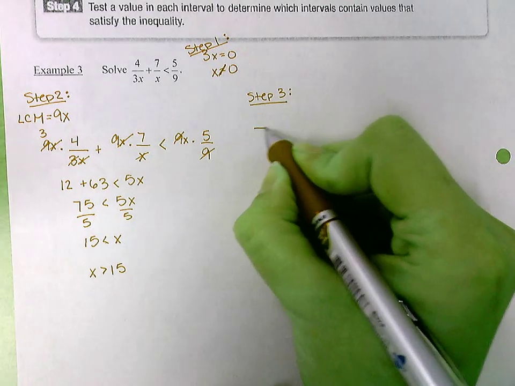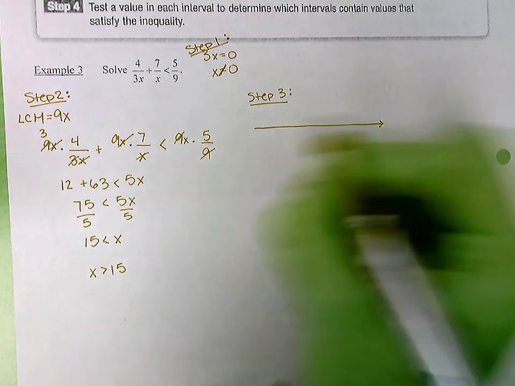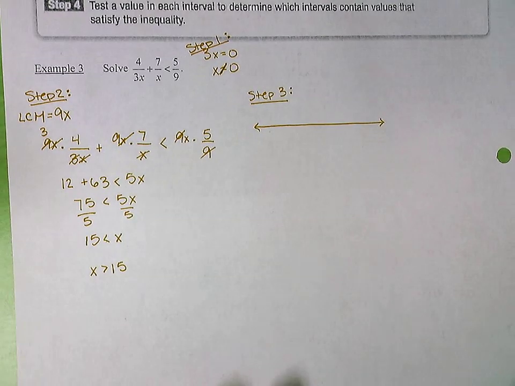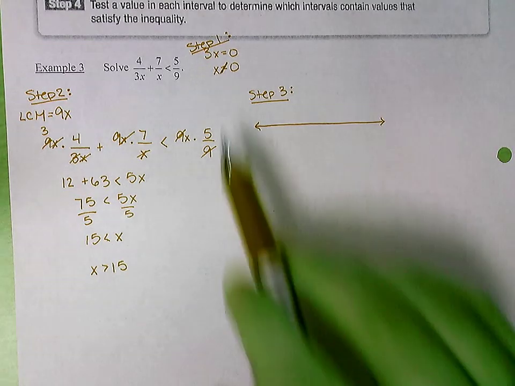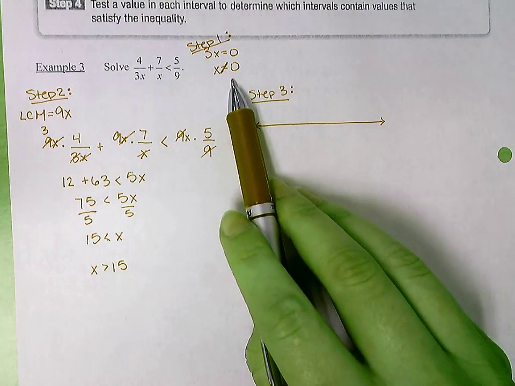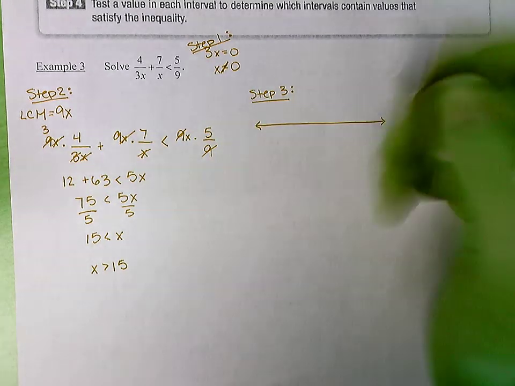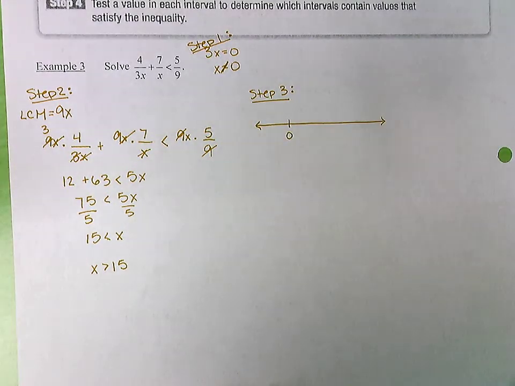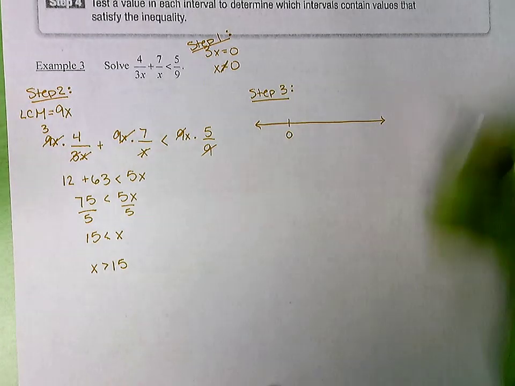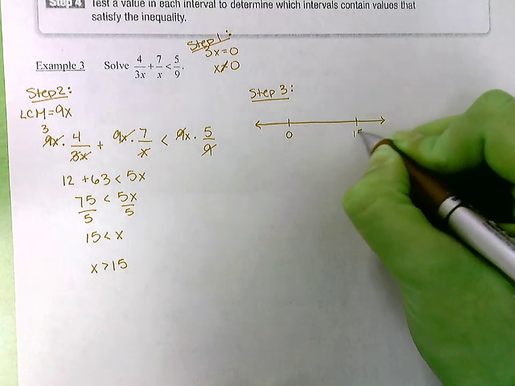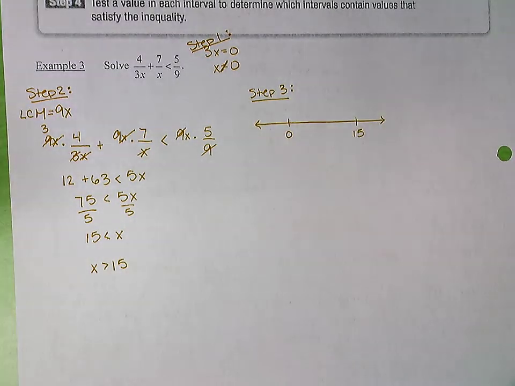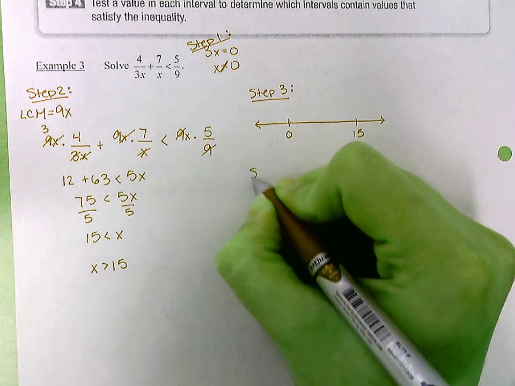Okay, so step 3. I need a number line. I need to plot 0 on that number line, and I need to plot 15. Okay, step 4 then.